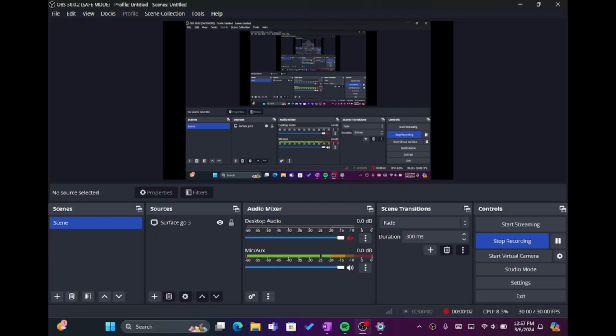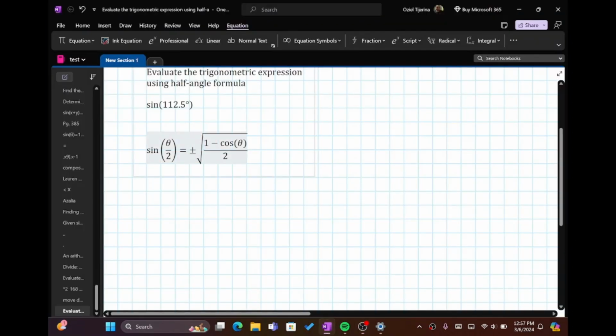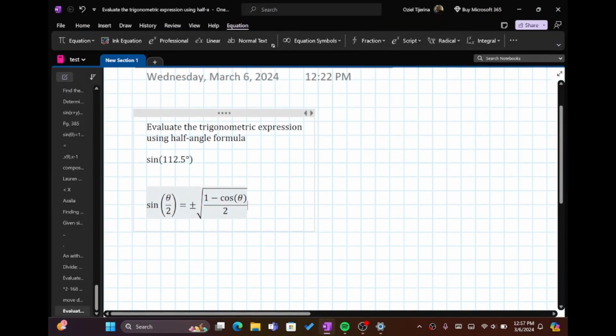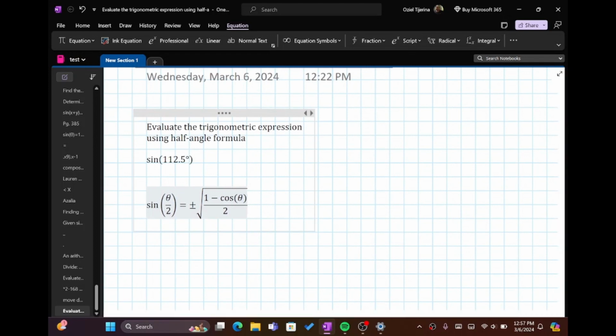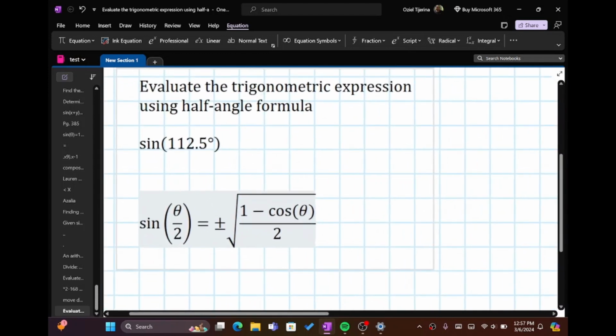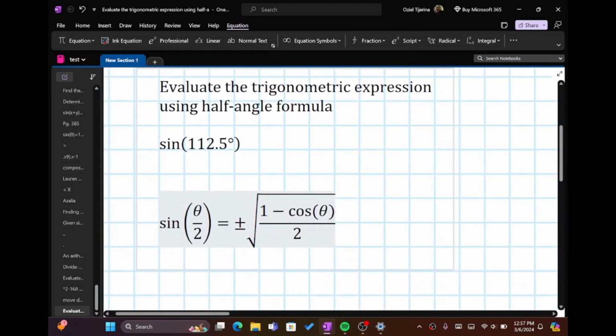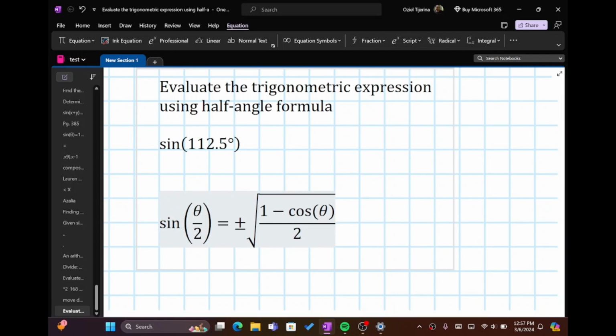Alright, so hello guys. In this video, what I want to do is go over this problem. This is going to be a three-part video, only because I don't want to do the sine, cosine, and tangent of theta over 2, or this expression, the sine, cosine, and tangent of 112.5 degrees, in one video, since I don't want to make it too long. So this is part 1 of a 3-part series.